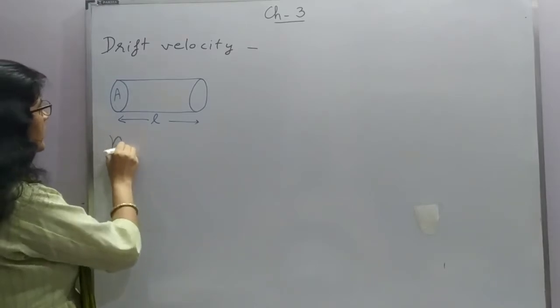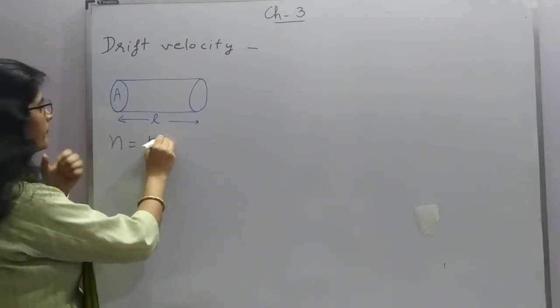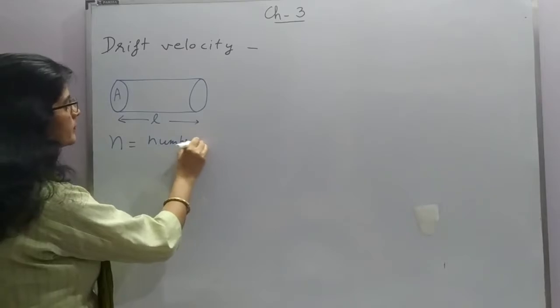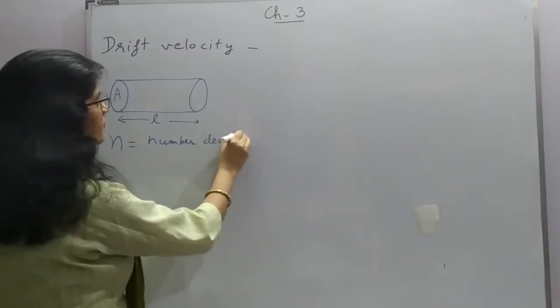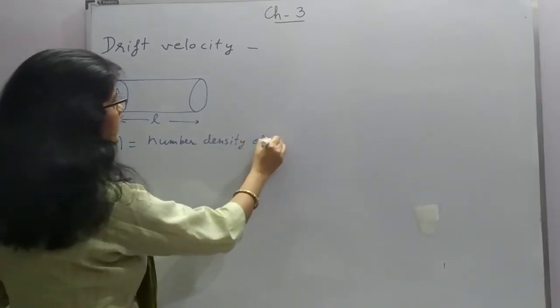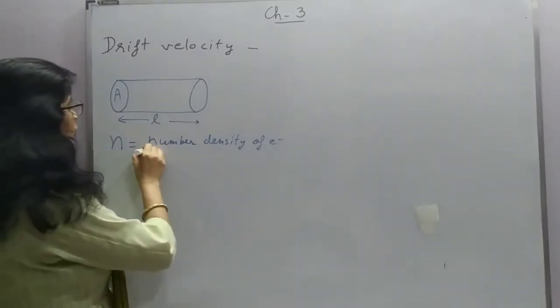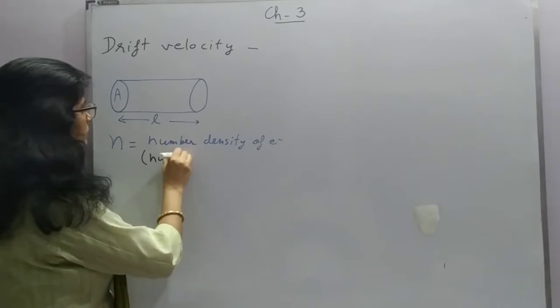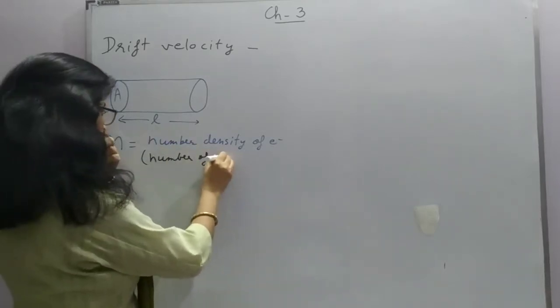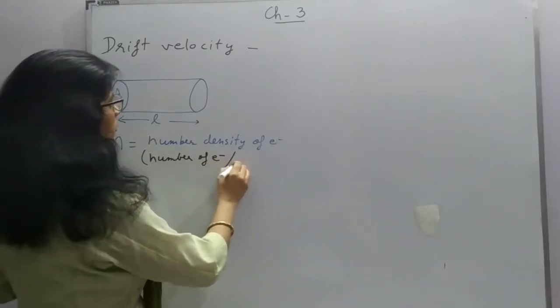So small n is the number density of electrons. What does that mean? Number of electrons per unit volume. Per unit volume.